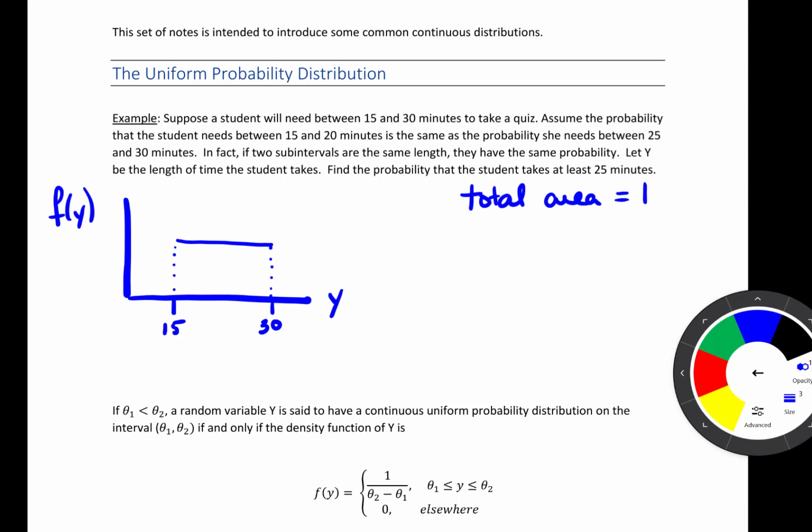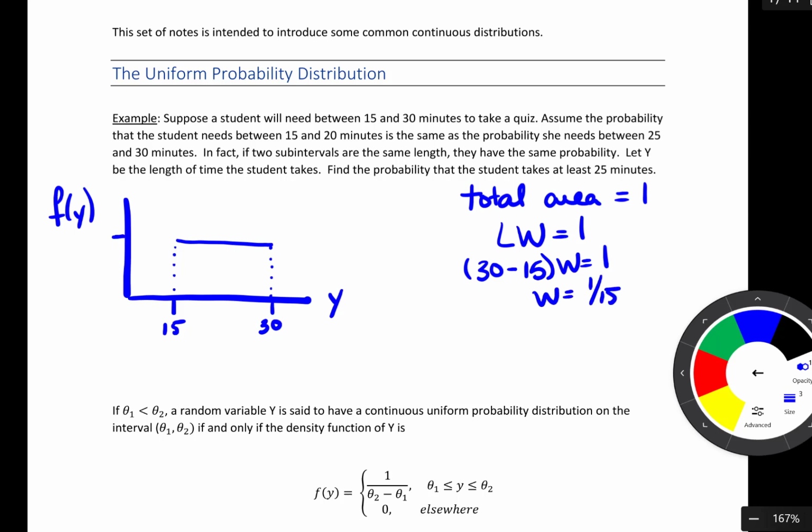Looking here, we can see that the length this rectangle creates is 15. If we need the total area to be equal to 1, then length times width has to equal 1, and our length is equal to 30 minus 15. So this tells us the width has to be equal to 1 over 15. In other words, over here on the y-axis, we have 1 over 15.